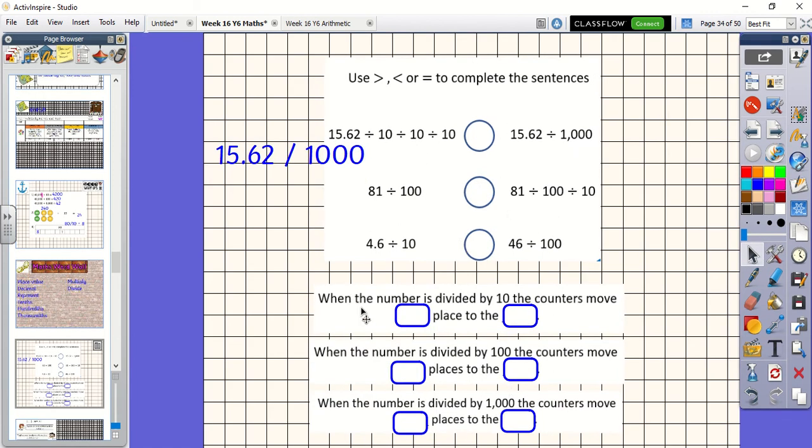So when the new number is divided by 10, the number moves. Now remember, this is exactly the same as yesterday's lesson. So if you can remember from yesterday, we moved 1 place to the left when we were multiplying because we make the number bigger.